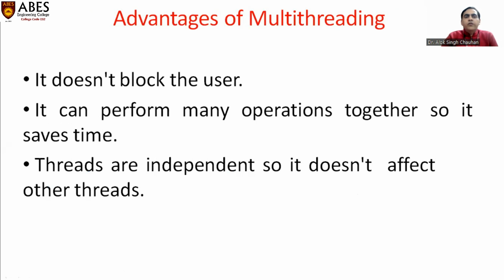First, it doesn't block the user, because threads are independent and it doesn't affect the other programs. So the user can run multiple programs simultaneously, and it can also perform many operations together. So it saves time also, and threads are independent, so it doesn't affect the other threads. If an exception occurs in any one thread class, it will not affect the other classes. So all the other classes can run very easily. So this is the advantage of multithreading. You can run the program without affecting the other threads and without blocking the user.